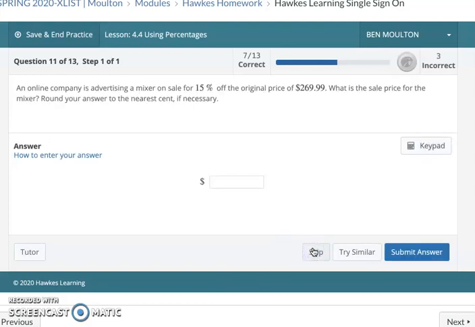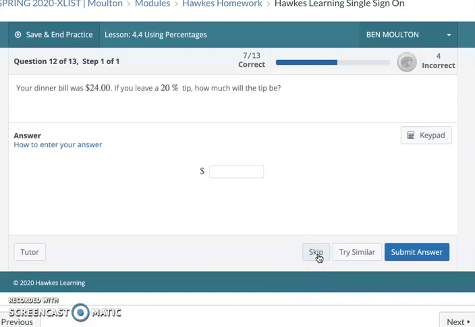An online company is advertising a mixer on sale for 15% off the original price. What's the sale price? Hopefully you know how to do this. Just take 0.15 times your original. That'll be your discount, so you'll then subtract it from your original, and that'll get you your sale price.